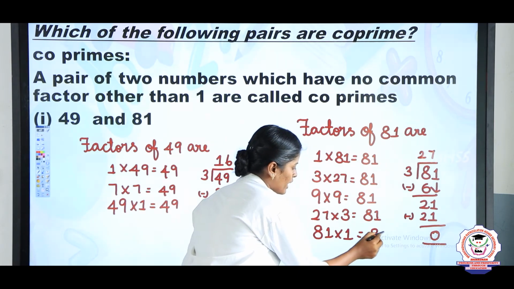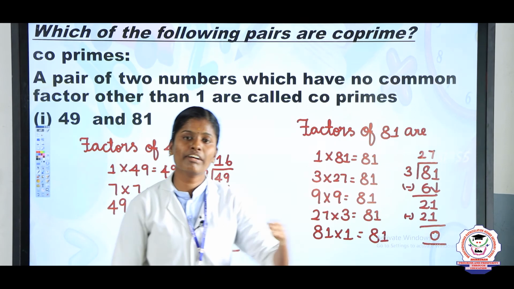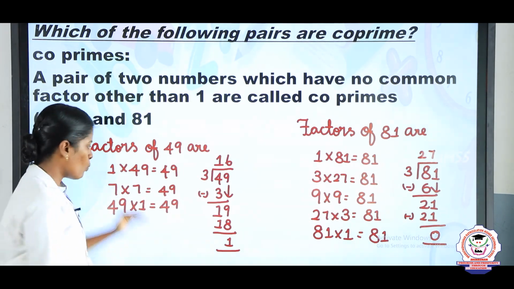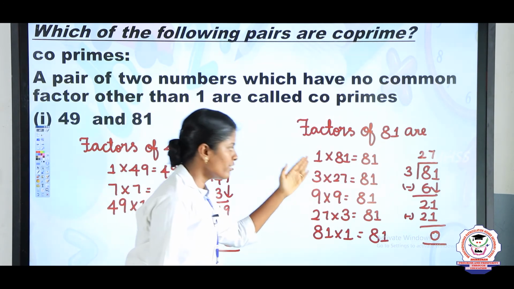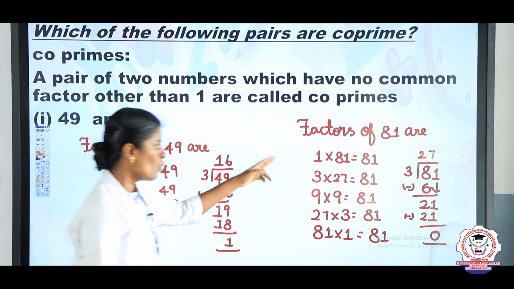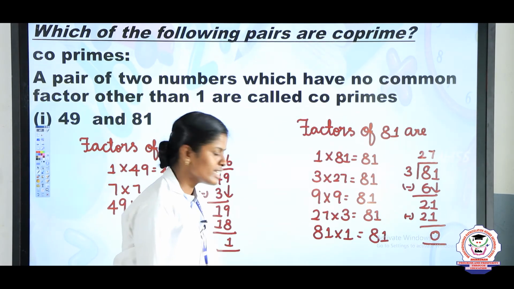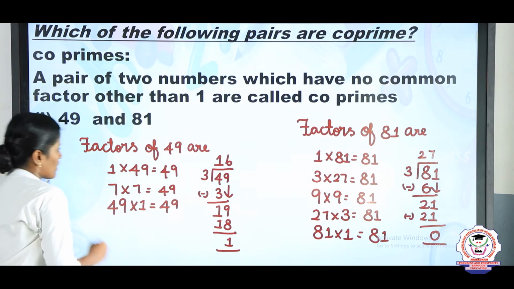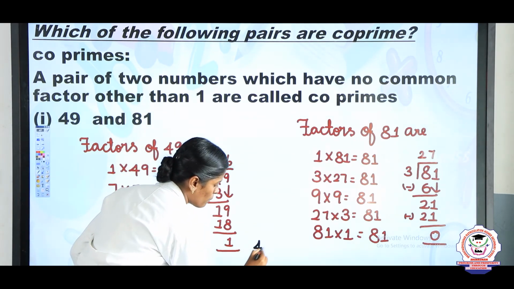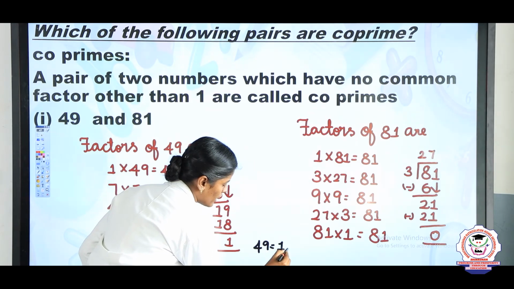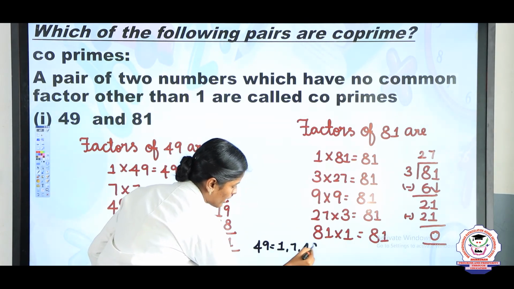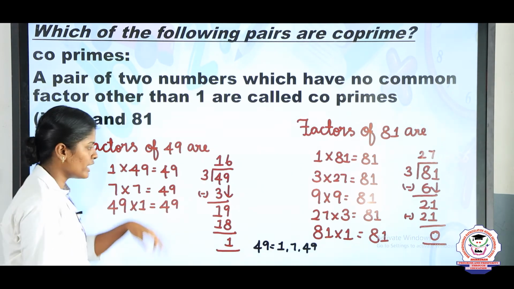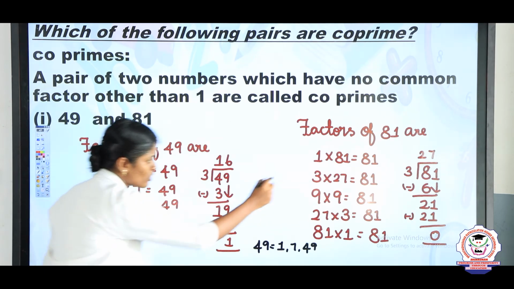81 1s are 81. Now we are going to find the factors of these numbers. The factors of 49 are 1, 7, 49, and the factors of 81 are 1, 3, 9, 27, and finally 81. So write here the factors of 49 are 1, 7 and 49.